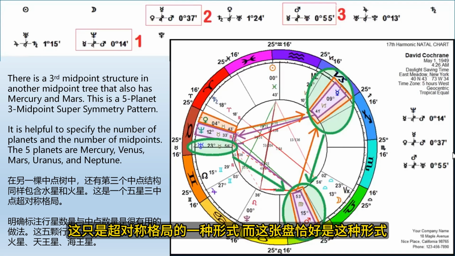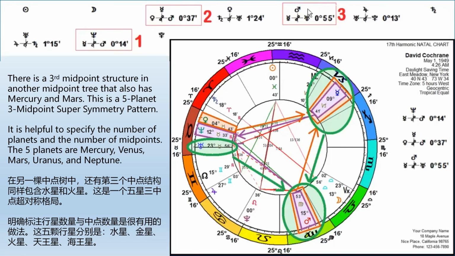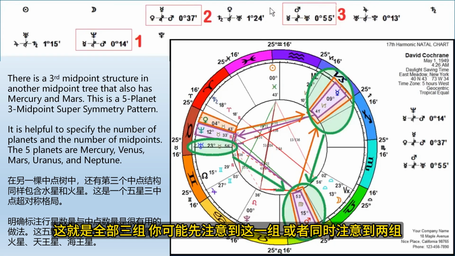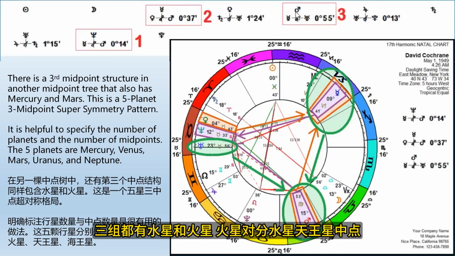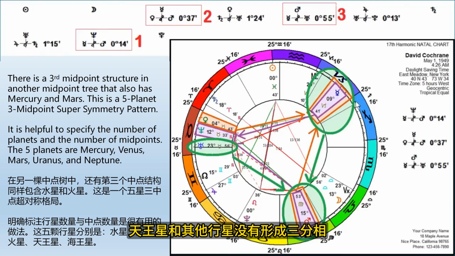Now, that third midpoint structure that has Mercury and Mars. So here are the three. You might have noticed this one first, or maybe you noticed both of them right away. Three midpoint structures with Mercury and Mars. So Mars is opposition Mercury-Uranus, and Uranus, which is way out here at 23 Taurus. I'm saying way out there at 23 Taurus because in VA, Uranus is not trine to anything.